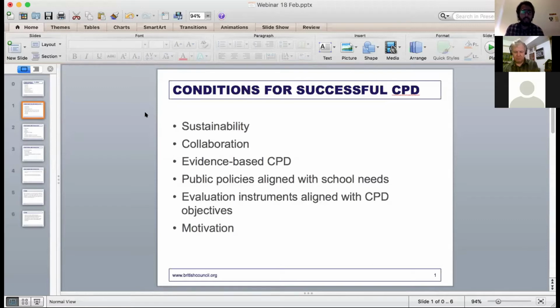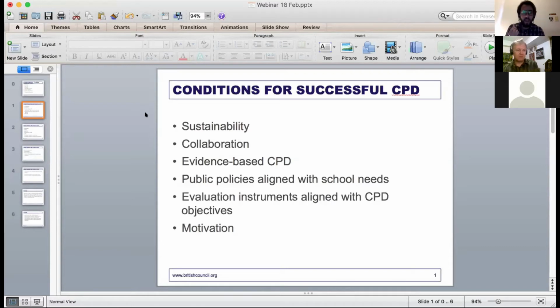Sustainability in CPD. So basically here we're talking about the C in CPD, how to make it continuing, consistent, etc. Collaboration, evidence-based CPD. One of the main principles in the project is, again, to promote an approach to CPD that's based on current research, based on evidence, based on what we know is good CPD.